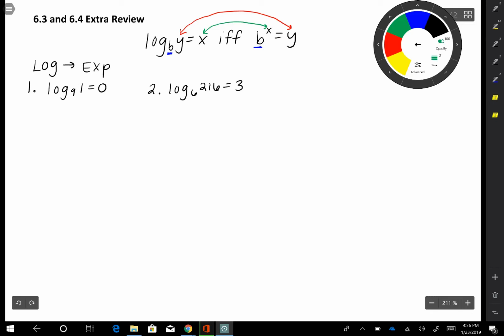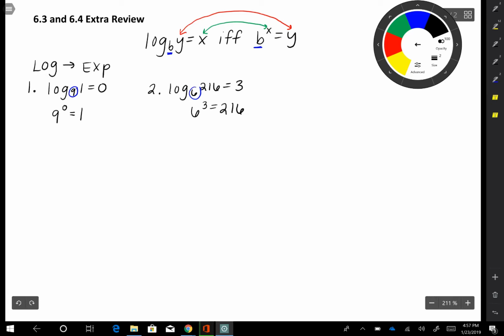When I do that, I first identify my base. So number one, my base is 9. And now I will write 9 to the, my output 0 becomes my input. So 9 to the 0 equals 1. Remember, anything to the power of 0 is 1. And thus any log of 1 is 0. All right, and number two, log base 6 of 216 equals 3. My base is 6. My exponent is 3, so it's going to be 6 cubed equals 216.